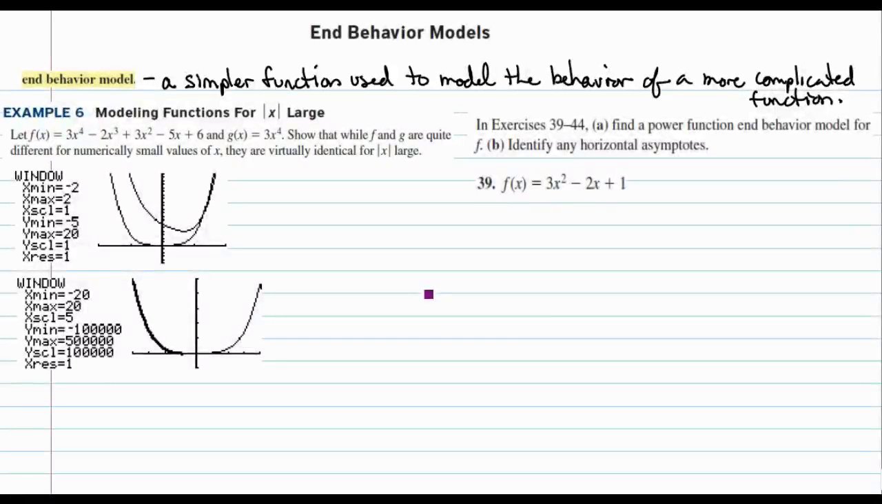This is the screencast for section 2.2, example 6, finding an end behavior model. Well, an end behavior model is a simpler function used to model the behavior of a more complicated function. So for example, in example 6, f of x equals this complicated polynomial.